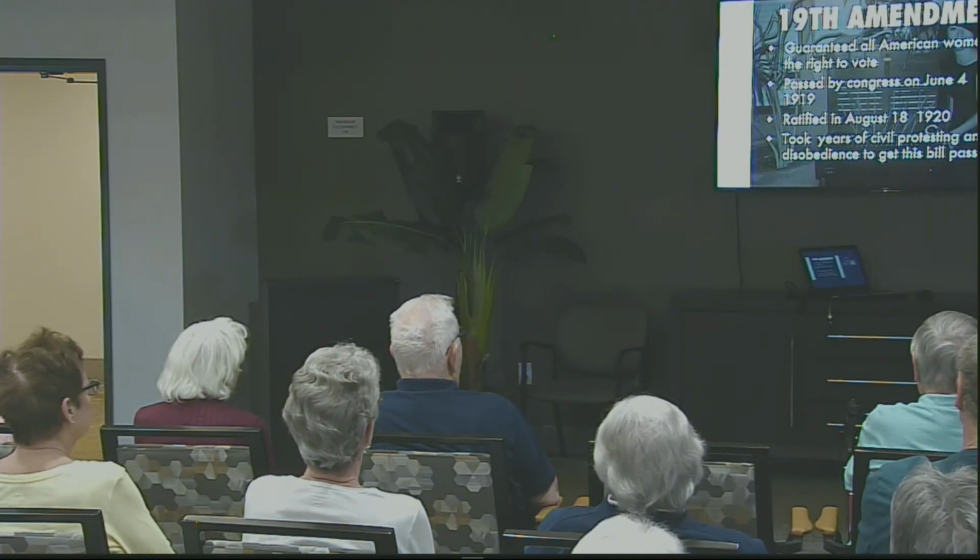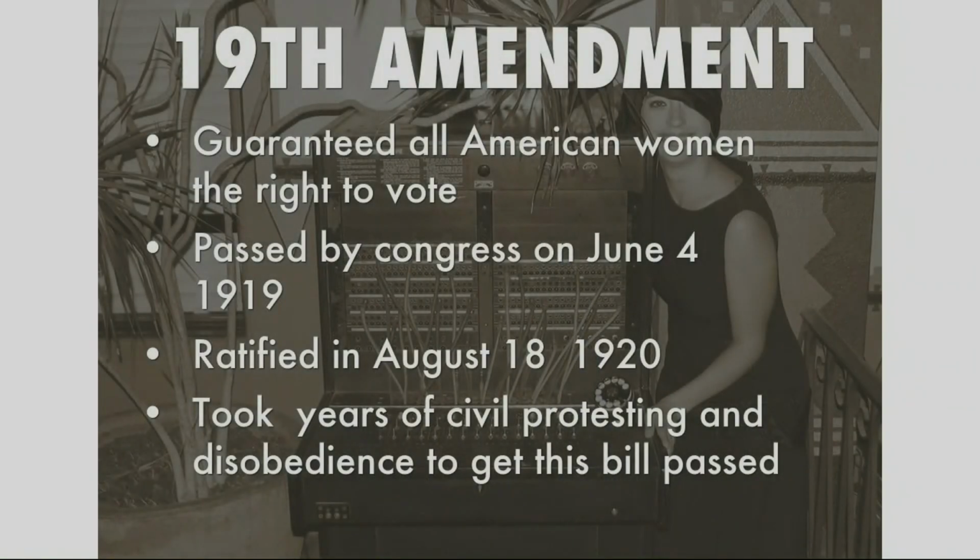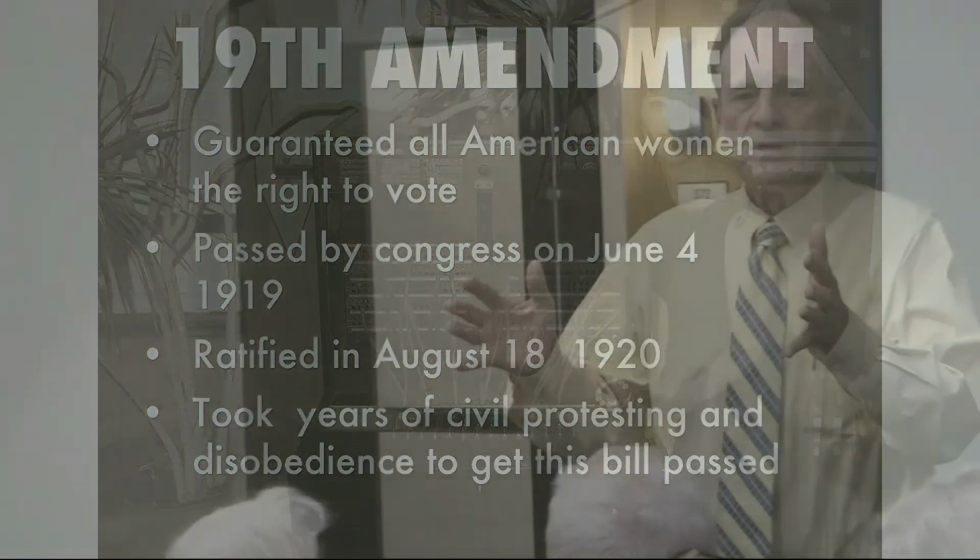Now, what is the 19th Amendment? It was passed by Congress on June the 4th, 1919, ratified on August the 18th, 1920. It took years of civil protesting and disobedience to get this bill passed. It took all kinds of time to get women the right to vote, because as just a little bit of history I've given you, it took all of the history of our country clear up to 1920 to try and make it happen.